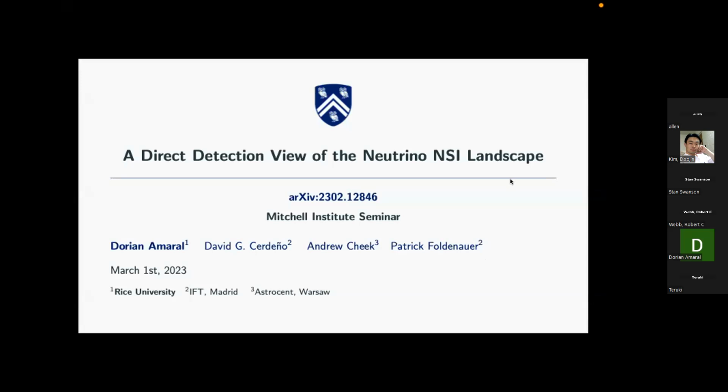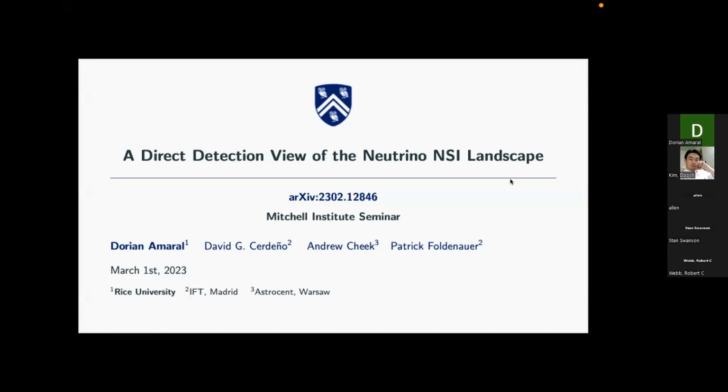And it's work that I did with collaborators, David Pedernio, Andrew Cheek, and Patrick Foldenauer. And it's exploring the NSI landscape in a context that maybe people are less familiar with. So using direct detection experiments instead.